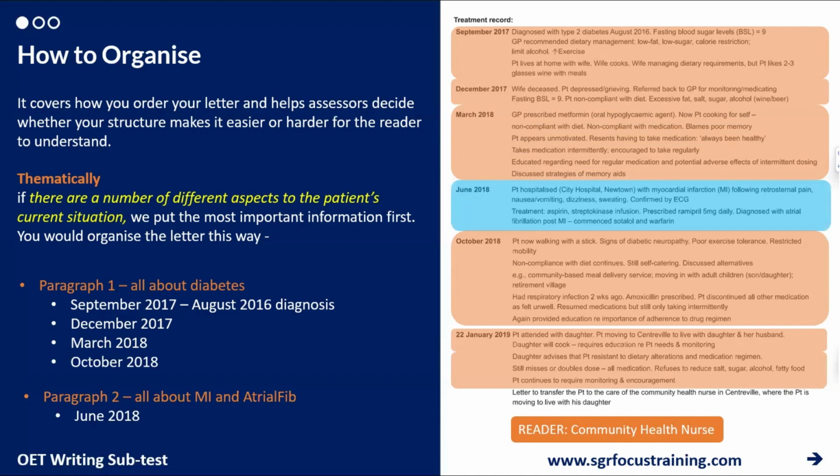So in this type of letter, doing it chronologically would really make it quite confusing, just because there is something different that happened right in the middle of the timeline. So the best way really for this one is to split them into two. Paragraph 1 will be all about diabetes, and paragraph 2 will be all about MI and atrial fib. Let's look at our last patient.